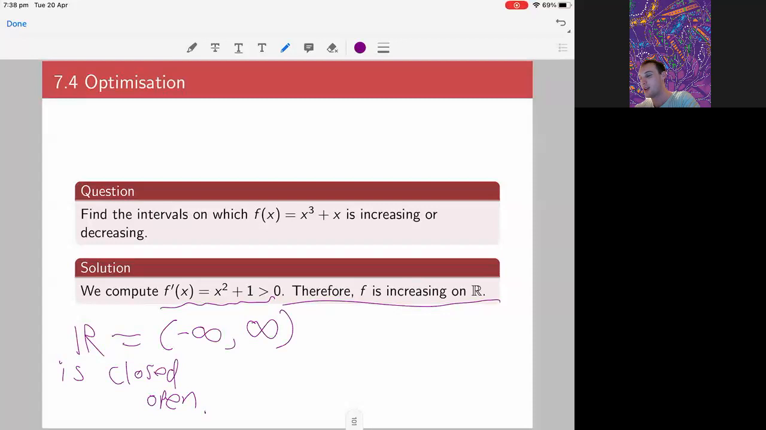In fact, sometimes you call this clopen. R is a clopen interval. Just as a fun fact for you, by convention, the only intervals in R that are both open and closed are the empty set and the whole set of real numbers itself. So that was just a fun fact for you. Now we'll get on to the actual optimization.